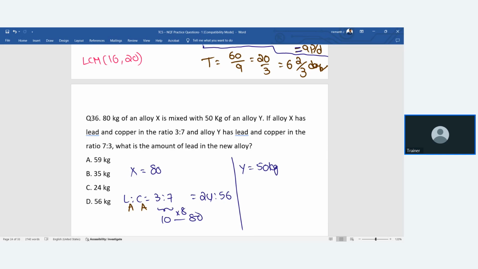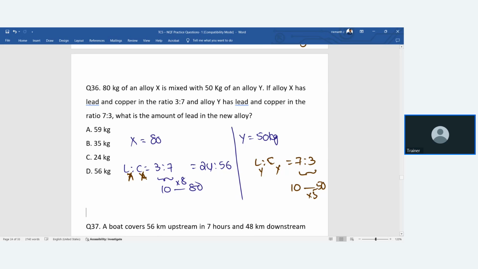Whereas here in X, lead and copper is 7 is to 3. Okay, this is X, not A. In Y, lead and copper is 7 is to 3. 7 plus 3 is 10, but total is 50, so I have to multiply with 5. 7 into 5, 35. 3 into 5, 15. So lead in Y and copper in Y are 35 and 15, which is correct.